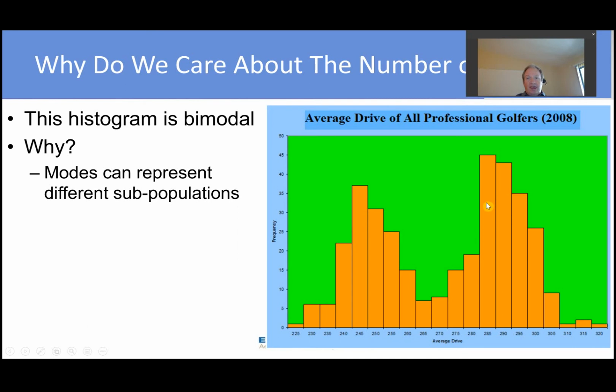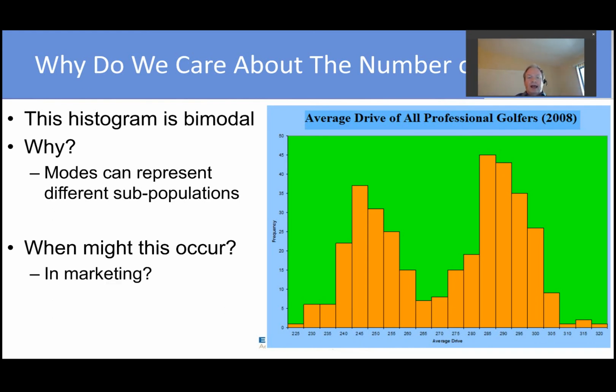Well, the key is to realize the words all professional golfers includes men and women. So this lower peak here is probably due predominantly to the women golfers, and this upper peak probably consists mostly of male golfers. And we would want to know this because I have to consider whether or not I want to do the analysis with both of these different populations in here.